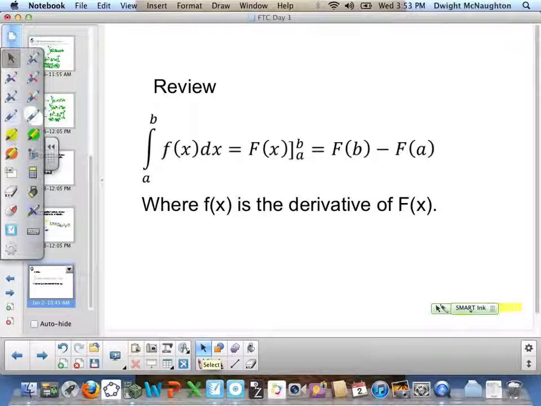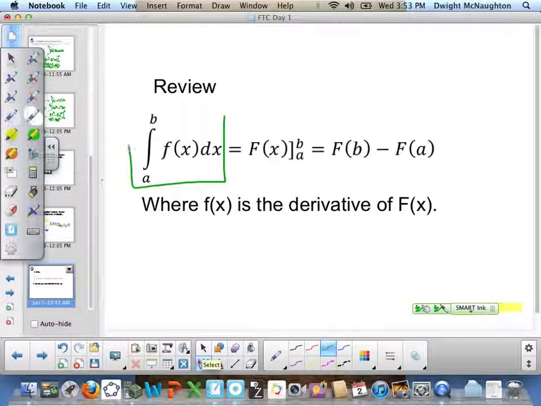The fundamental theorem of calculus. In order to evaluate the definite integral of f of x from a to b, we're going to first find the antiderivative of f of x, symbolized by capital F of x, from a to b. Then we're going to plug in the two limits. The antiderivative evaluated at the upper limit minus the antiderivative evaluated at the lower limit will give us the value of the definite integral. And that is the fundamental theorem of calculus.